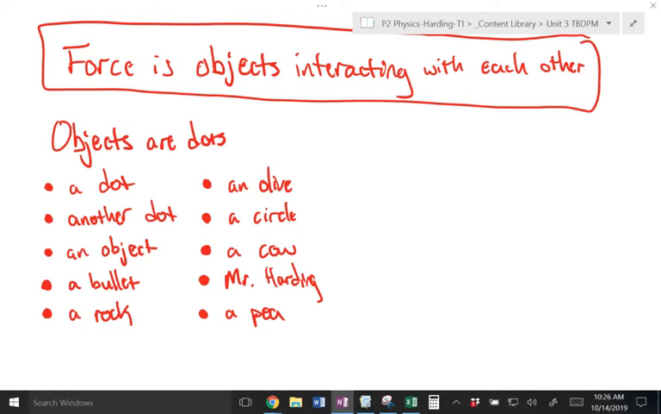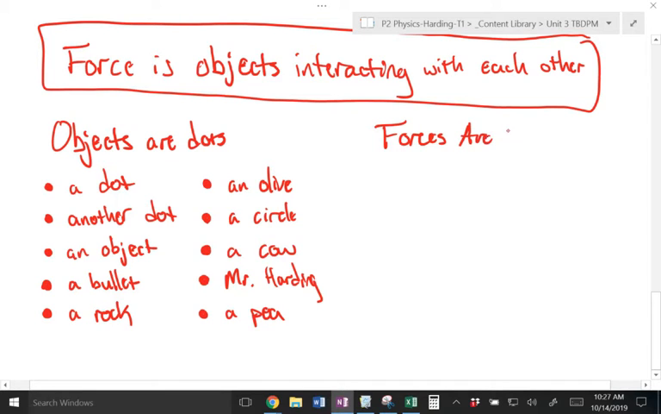Okay. So objects are dots. So if you need to draw Mr. Harding, that's what he looks like. If you need to draw a cow, that's what it looks like. If you need to draw another dot, that's what it looks like. Make sure you label it because all objects are going to look alike here. Objects are dots, okay? Forces are going to be represented by, good suggestion there, all right?